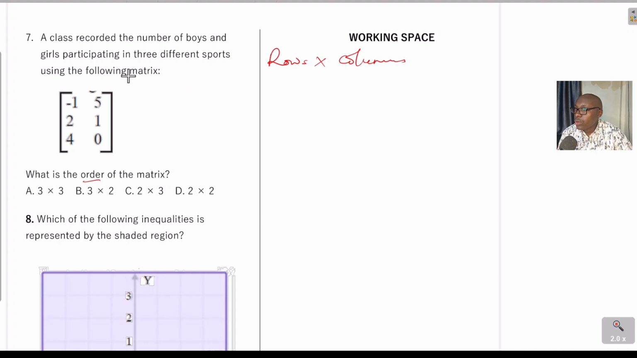In this case, we need to get the number of rows that are here. This is the first row, this is the second row, this is the third row. So those are 3 rows times the number of columns. This is the first column, this is the second column. So this one is a matrix of order 3 by 2, 3 rows and 2 columns. That is B. We go to question 8.